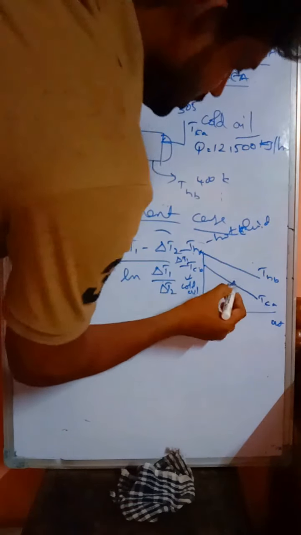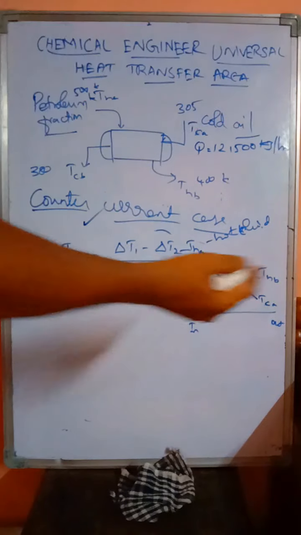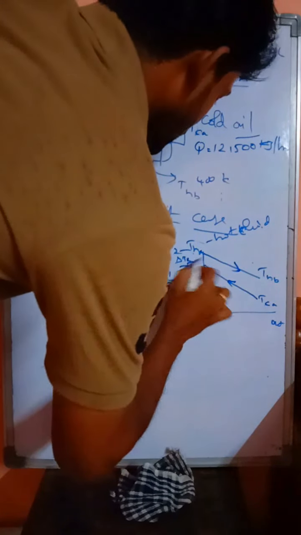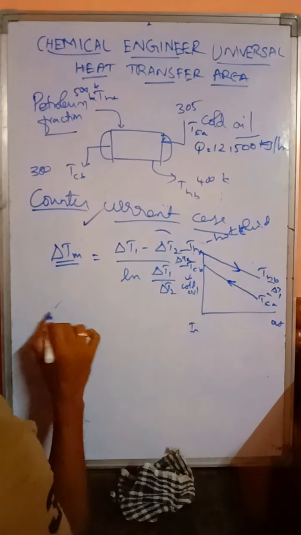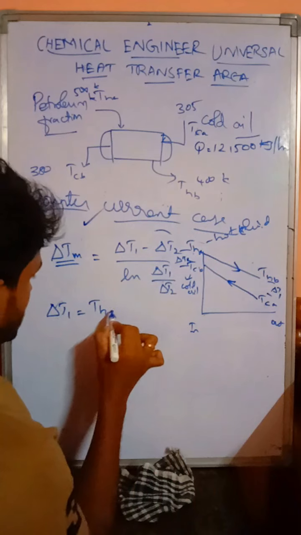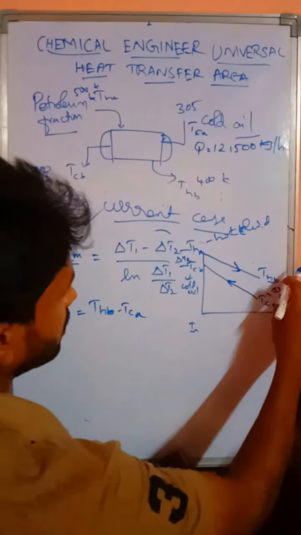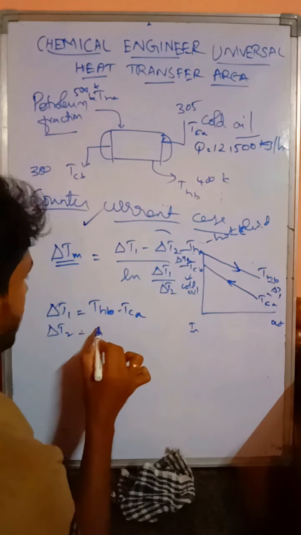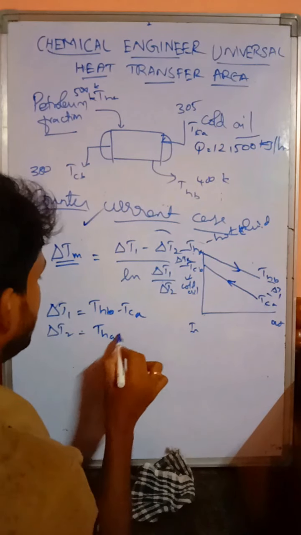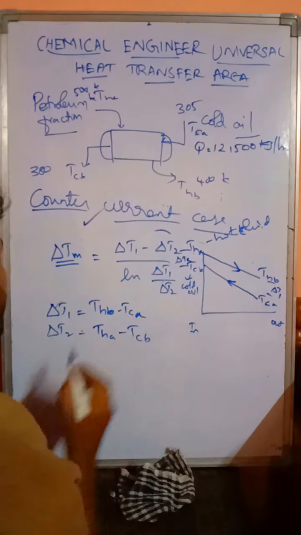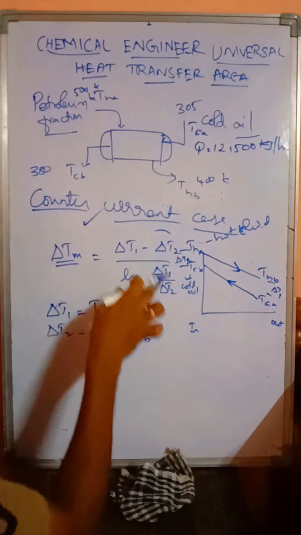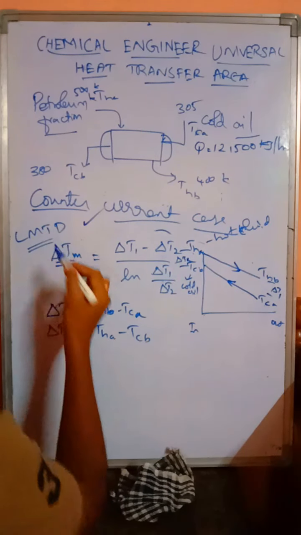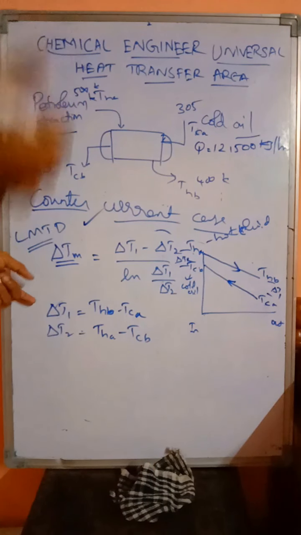This is the direction. Both are in opposite directions. Just see the difference. This is delta T2 and this is delta T1. From the inlet of the cold oil, it is taken as delta T1. So delta T1 is equal to THB minus TCA, and delta T2 is THA minus TCB. Apply these delta T values in the above formula for finding LMTD, the log mean temperature difference, and apply this value in the overall heat transfer coefficient formula, right?